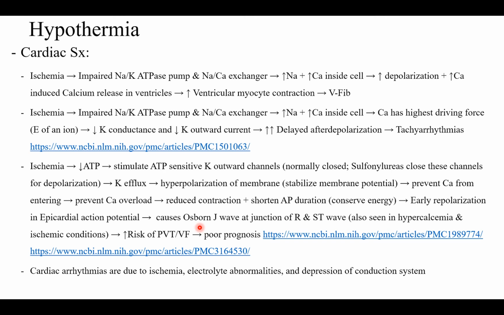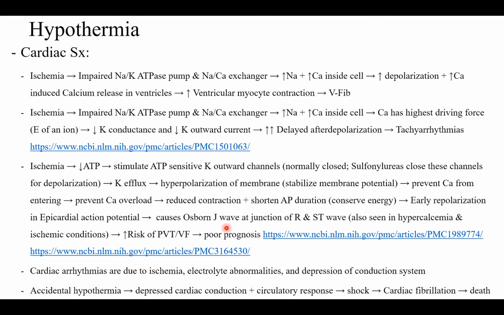So in a nutshell, cardiac arrhythmias are due to ischemia, electrolyte abnormalities, and depression of the conduction system. Accidental hypothermia depresses cardiac conduction along with decreased circulatory response. The body goes into shock, cardiac fibrillation occurs, and that further leads to death of the patient.